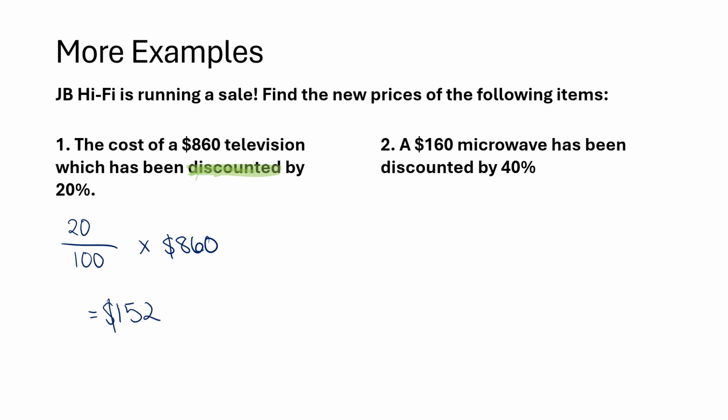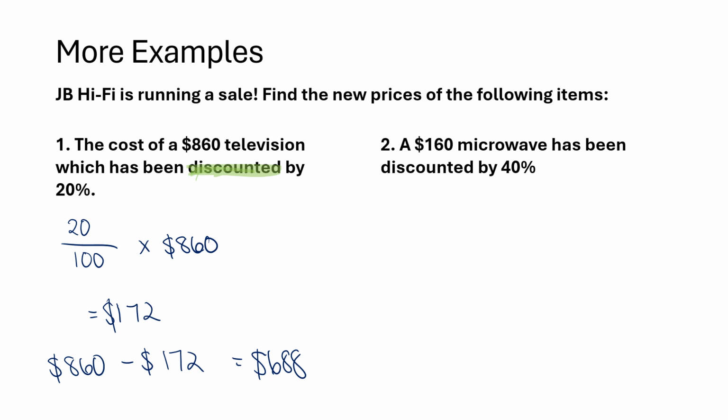And then because we're discounting, we're going to take 860 and we're going to subtract the 172, apologies. We're going to subtract that $172 from this one. And if we subtract $172, we're going to end up with $688. So the new price of this discounted TV is $688.